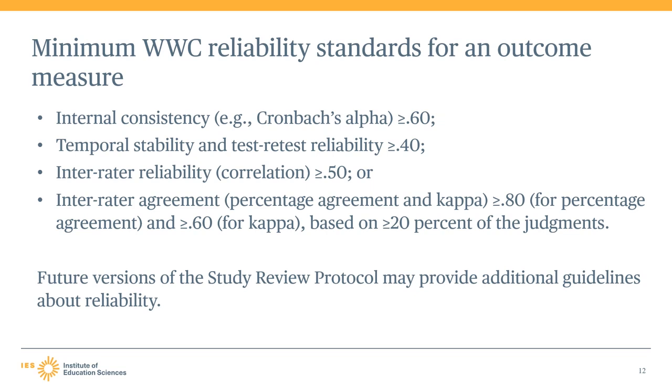The WWC uses the following reliability standards for assessing whether an outcome measure is reliable. For measures of internal consistency, the WWC requires an internal consistency statistic of 0.6 or higher. Low internal consistency means that the items on an exam aren't really testing the same thing, so high or low scores might not represent meaningful differences in skills or abilities. For measures of temporal stability or test-retest reliability, the WWC requires a reliability statistic of 0.4 or higher.